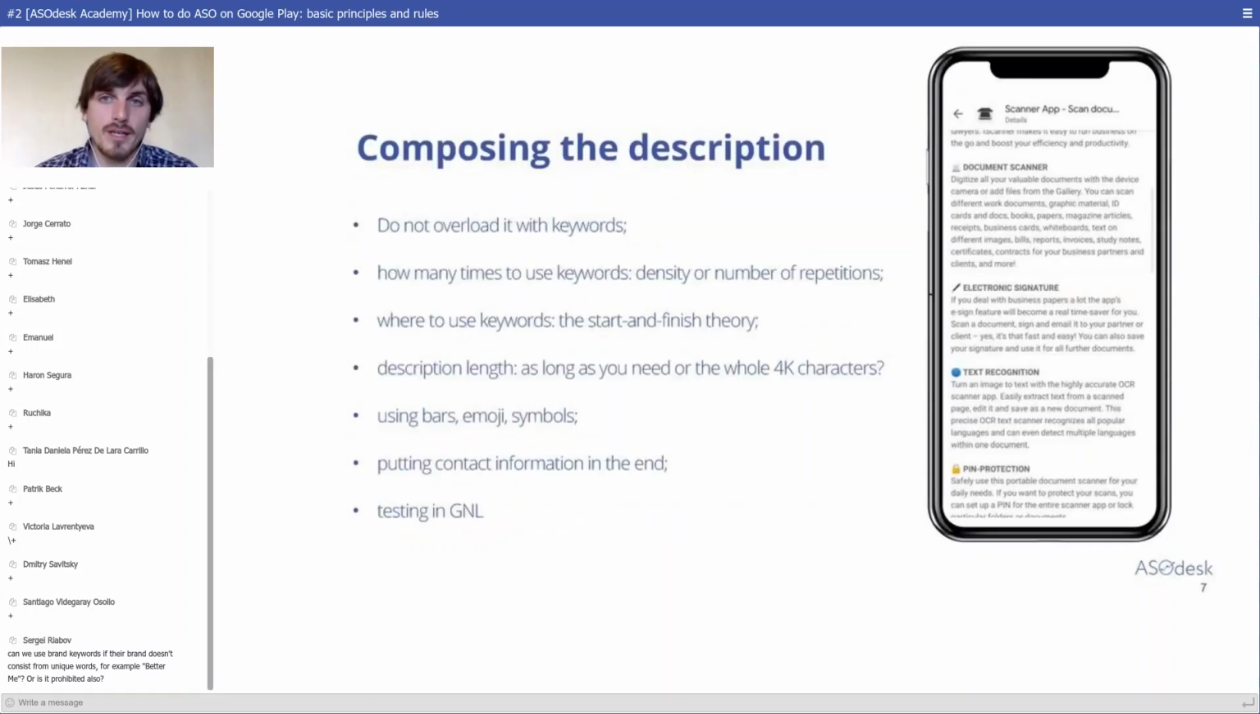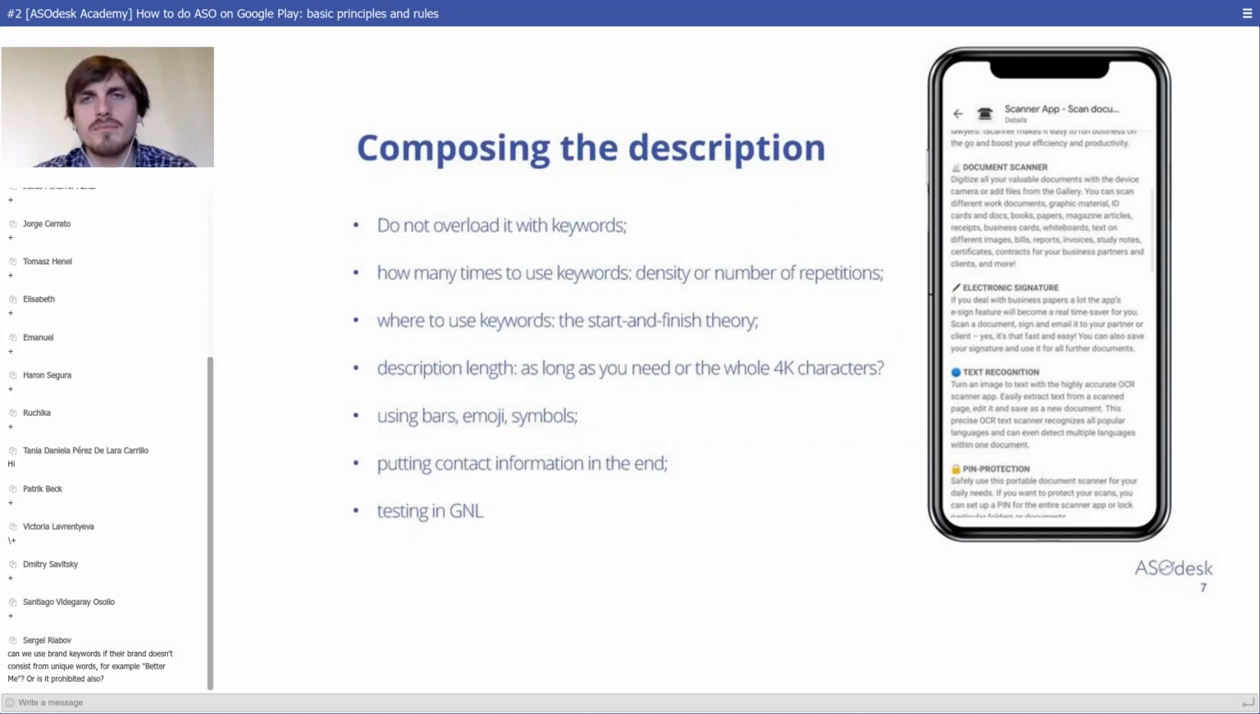Okay, about composing the description, do not overload it with keywords. Don't think that if you have, for example, 3-5 important keywords, and you use them 30 times, your app will rank higher for this keyword. It is important to use them a needed number of times and in needed places, parts of the full description.